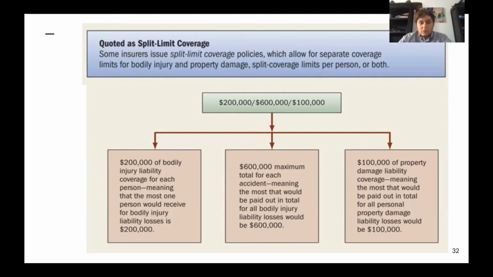The second number is the maximum total for each accident. The sum of all the payments that the insurance is going to pay is capped at 600,000. And the last one is for property damage and liability coverage. That means that is the maximum that will be paid out in total for property damage and liability costs of an accident.